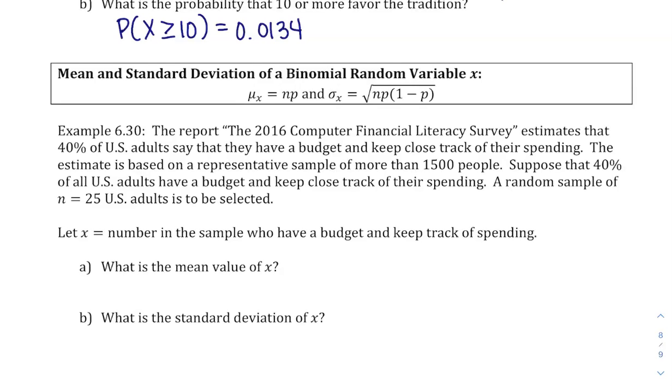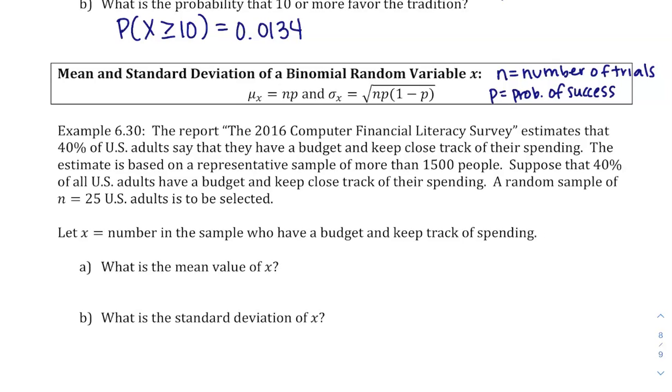Now the standard deviation is a little more work. You have to take the square root of n, the number of trials, times p, the probability of success, times 1 minus p. So if you need to make a note, n is the number of trials, and p equals the probability of that success.